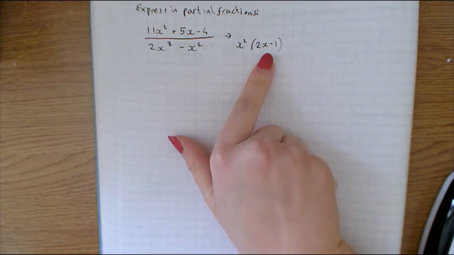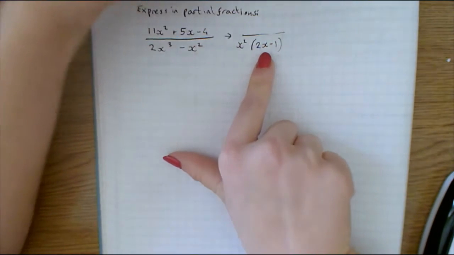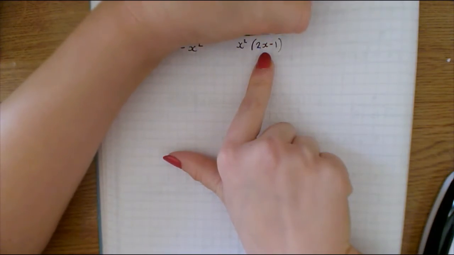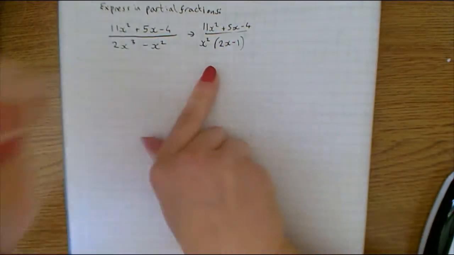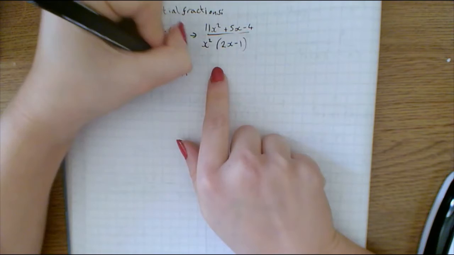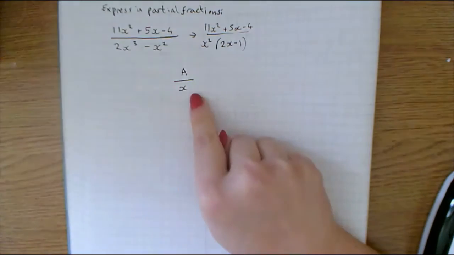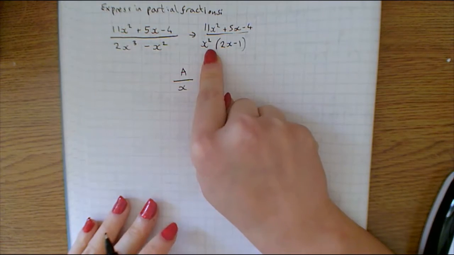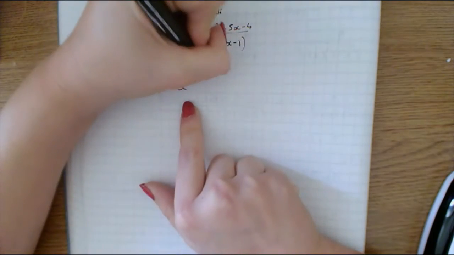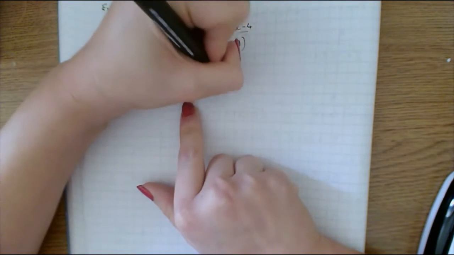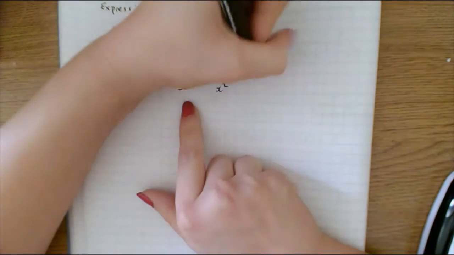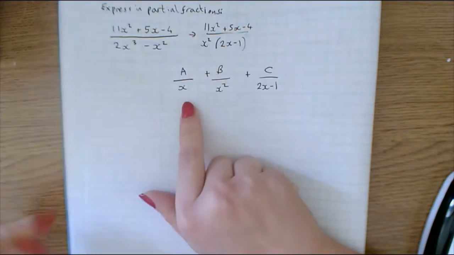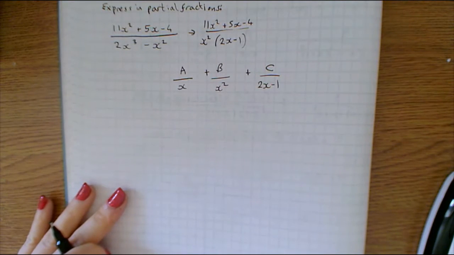Okay, so thinking really, really carefully then, when I rewrite this as its partial fractions, it is going to be a over just x. So x by itself is like one of the linear factors, because this is x squared, we need to use x. We also need to use x squared, and then we also need to use 2x minus 1. So that's how it's going to end up being written.